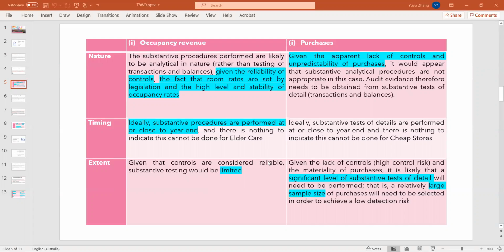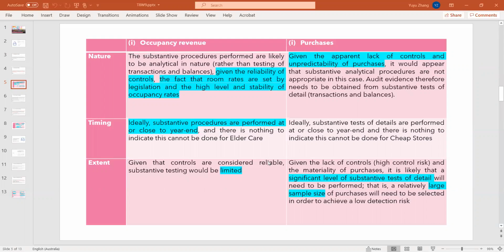Regarding the occupancy revenue, given the reliability of the control, the room rates are set by legislation and there is also a high rate and stability of the occupancy rates. Therefore, as an auditor, we would probably determine that the substantive test performed will be analytical in nature rather than testing the transactions and balances, because the control and also the situation of the occupancy revenue has been very reliable across different years.